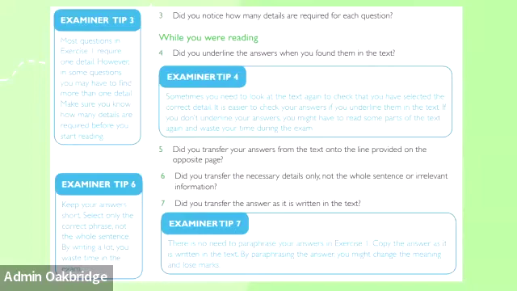And examiner tip 7, there is no need for you to paraphrase your answers in exercise 1. Copy the answer as it is written in the text. This is a reading exercise, so you can just take the answers from the passage as they are. Okay, you don't have to paraphrase, you don't have to write in your own words, because if you write in your own words, you might change the meaning and it will be a wrong answer. So don't waste your time changing the meaning of the words.